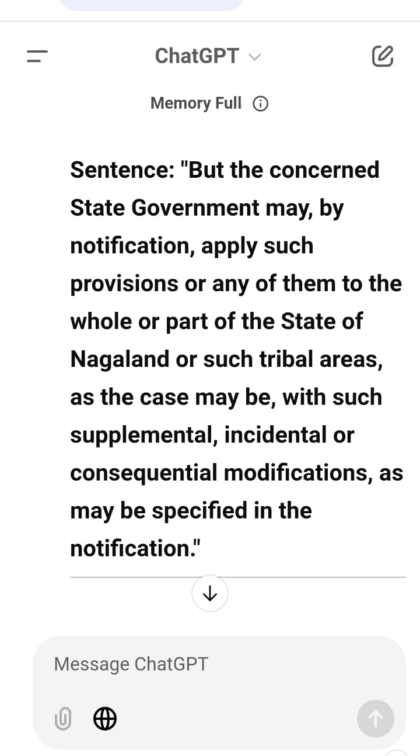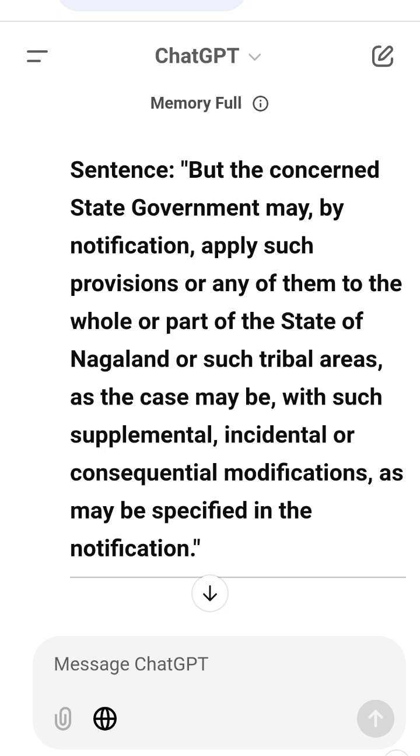Complete simplified explanation. One: what does this mean? The Nagaland state government or the government of a tribal area can decide if they want to use parts of the law. They can use it for the whole area or only for specific parts. They can also make small changes to the law so it works better for their people. Two: how will they do it? They will make an official announcement called a notification. In that announcement, they will explain which rules they are using and what changes they are making.